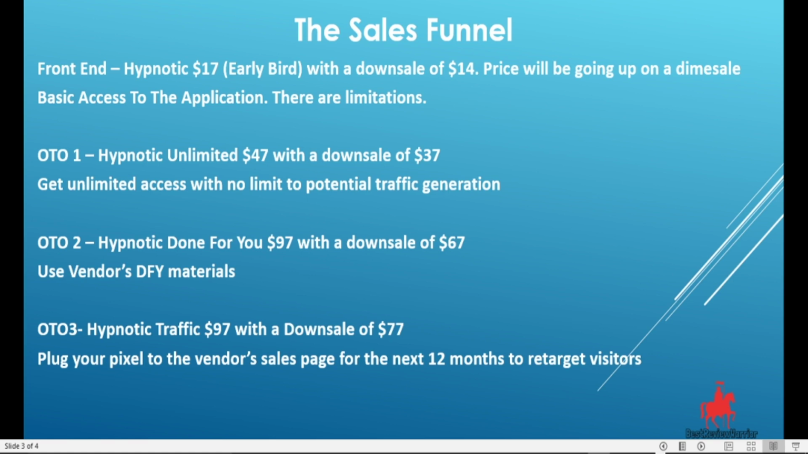So that takes us to the OTO1. The OTO1, which is the Hypnotic Unlimited, is going for $47 with a downsale of $37. So instead of picking it up for $47, you can actually pick it up for $37. Here you get unlimited access with no limit to potential traffic generation. Now the OTO2, which is the Hypnotic Done For You, is going for $97 with a downsale of $67. Here you use all of the vendor's material. Then the OTO3, which is the Hypnotic Traffic, is going for $97 with a downsale of $77.